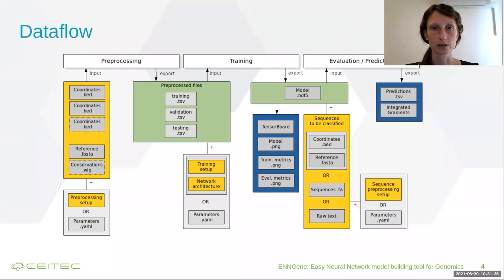In this chart, you can see the simplified data flow of the application. The application is divided into multiple modules. In the first module, the input coordinates from the BED files are prepared so that they can be given to the neural network. In the second module, the architecture and other parameters are set up, and the model is trained with the pre-processed data. In the last modules, the trained model can be used either to classify novel unseen sequences, or it can be evaluated on different data sets.